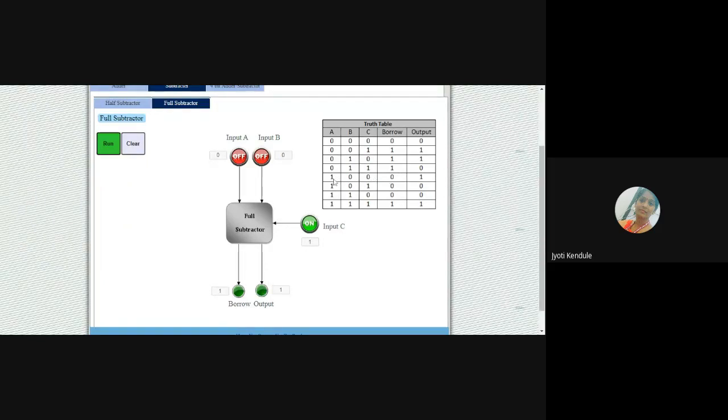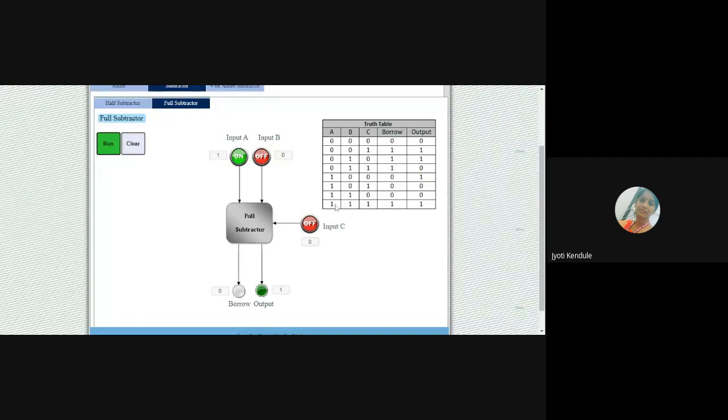A is 1, B is 0, C is 0. Okay, A is 0 only. A is 0. This row. A is 1, B is 0, C is 0. Borrow 0, output 1. Okay, we run this. See, borrow is 0, output is 1 for this. And then check this combination.